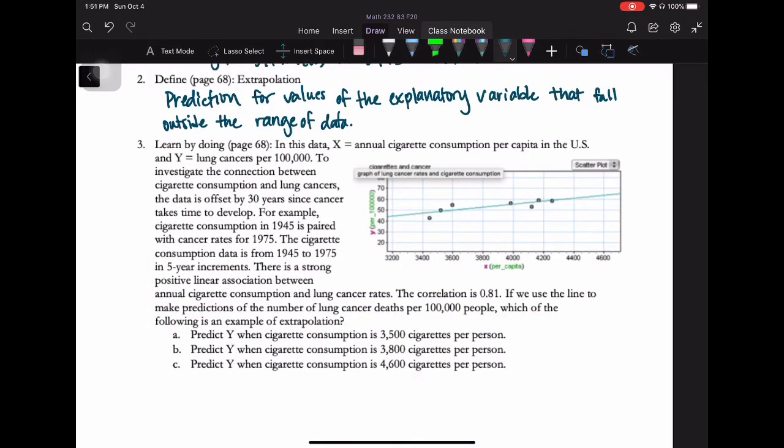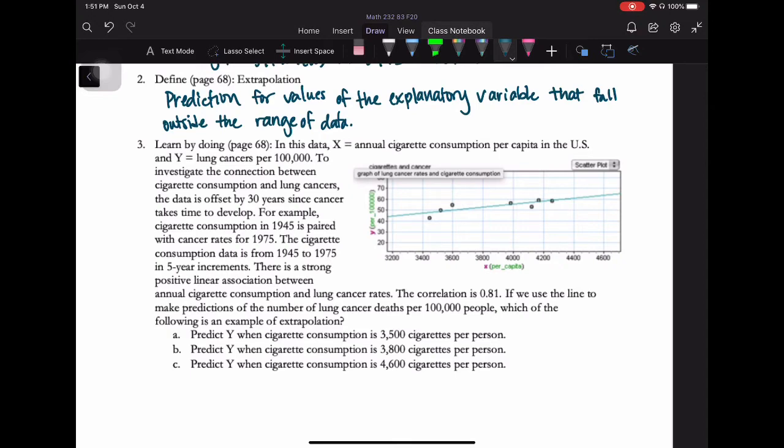You've probably heard of extrapolation in your day-to-day life. It has a specific meaning when we're talking in statistics, and it is the prediction for values of the explanatory variable that fall outside the range of data. So you're talking about making predictions for X that aren't in your range of X.